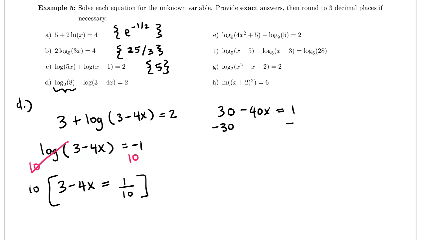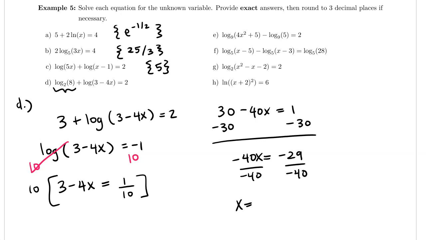Now I'm going to subtract 30 from both sides. That'll give me negative 40x is equal to, oh, don't forget the x, negative 29. Then I can divide both sides by negative 40. So we get x equals 29 over 40 because the negatives undo each other. So we have 29 over 40 as our solution for part D.